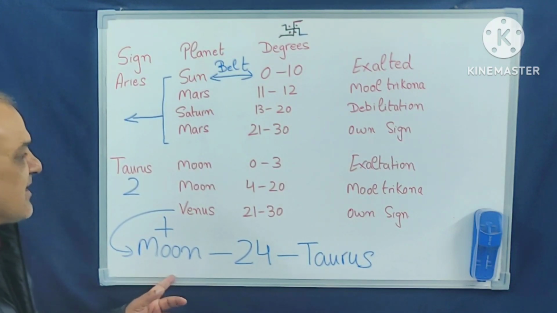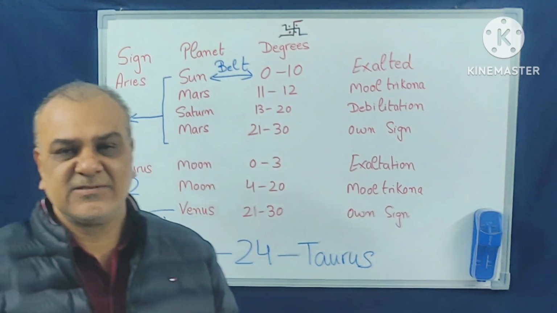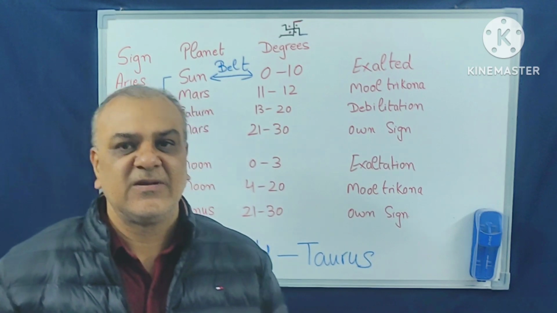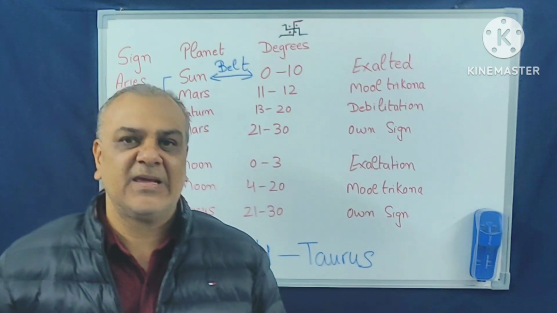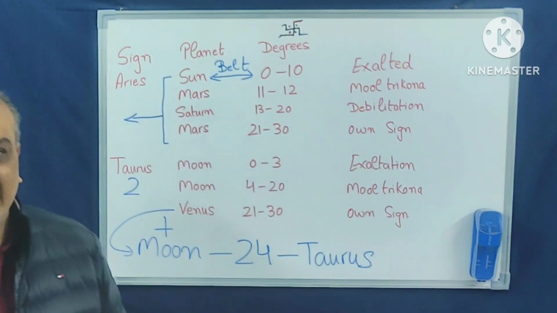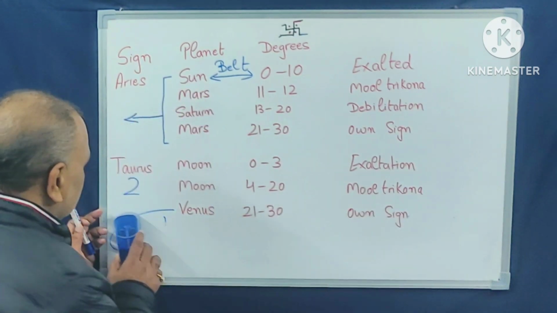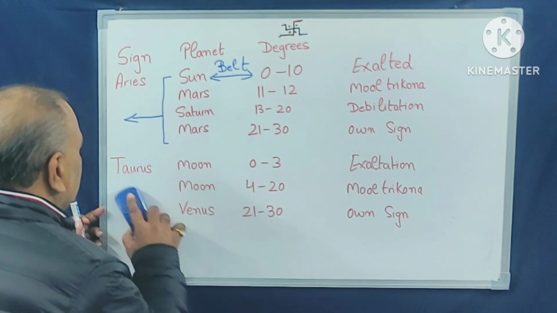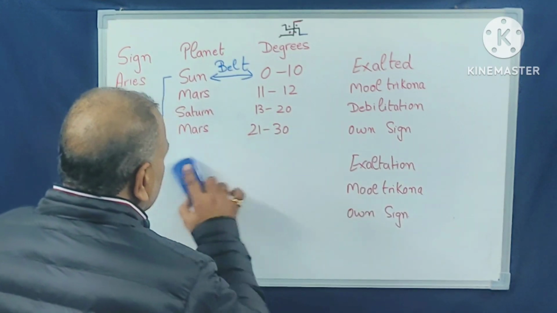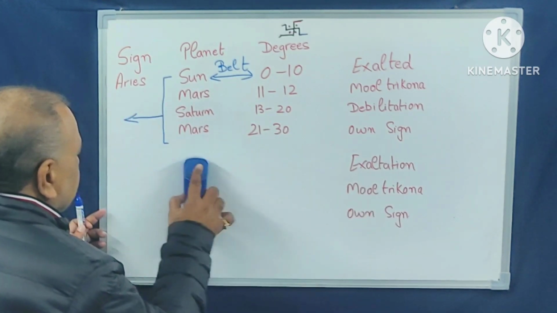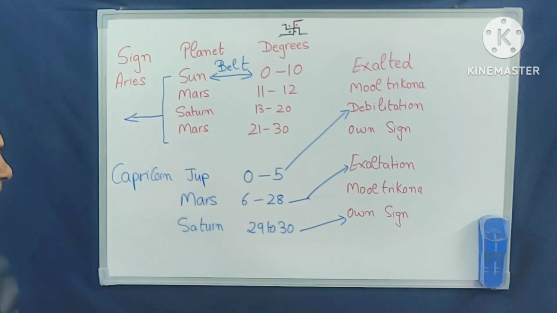So in all the signs, every planet has its own belt of exaltation and its own belt of debilitation, and when any other planet comes in that belt, it carries the qualities of that planet. So I will explain you with the help of another example. Let me just rub this, and we will understand with the help of another example. So let us take another example.